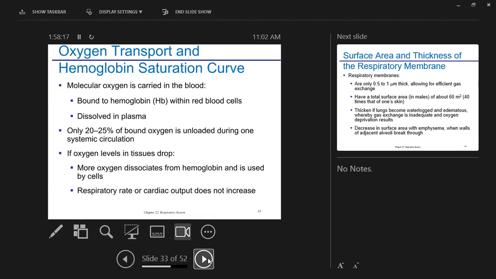But typically, since we carry so much oxygen anyway in our red cells, an increase in CO2 levels, making our blood more acidic, would cause us to release more oxygen thanks to the Bohr shift. So the magic number here is about 20%. We only use about 20% of the stored oxygen in a red cell on each pass through the body.